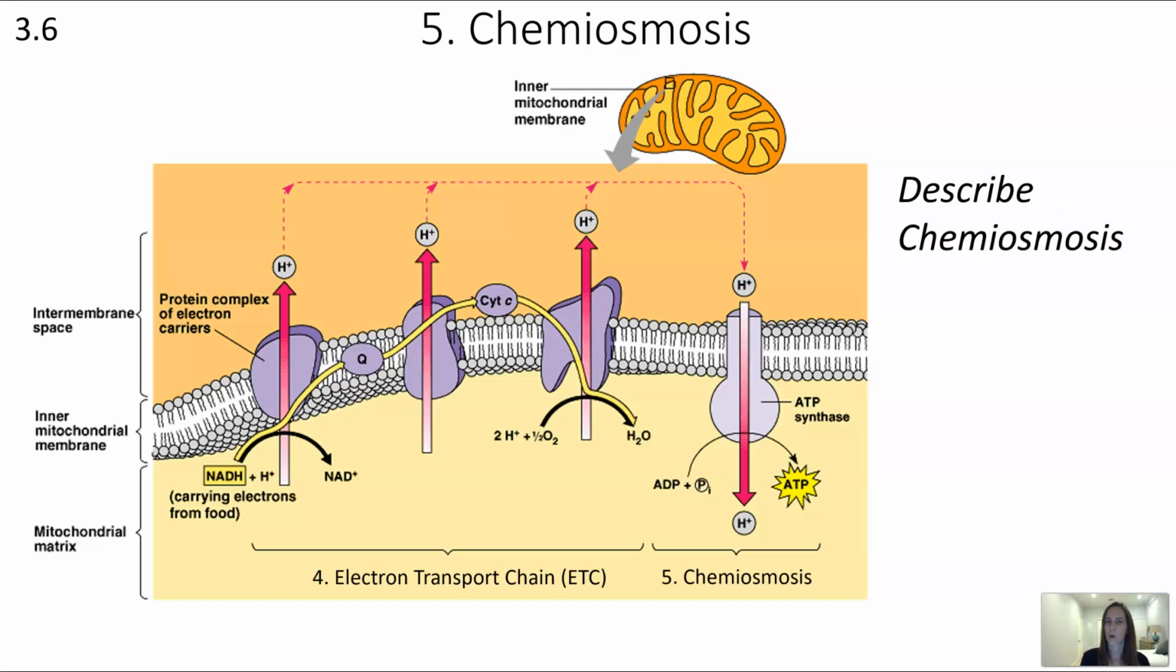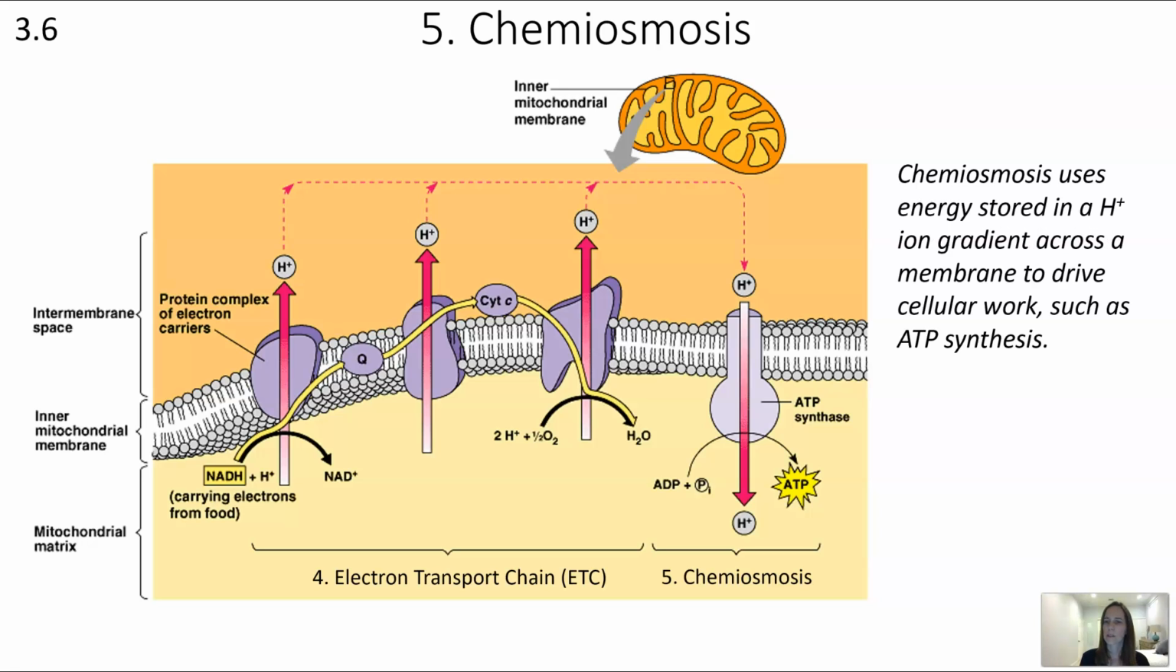Following the electron transport chain, the next step of aerobic cellular respiration is chemiosmosis. We've talked about this before in photosynthesis, but let's review. What is chemiosmosis? Chemiosmosis uses the energy stored in a hydrogen ion gradient across a membrane to drive cellular work, in this case ATP synthesis. So on the right side of this diagram, you can see the enzyme ATP synthase, and that enzyme uses the power of the hydrogen ion gradient to phosphorylate ADP into ATP.